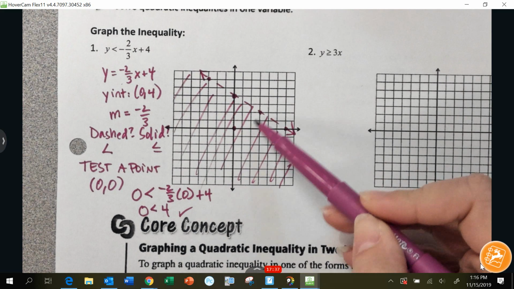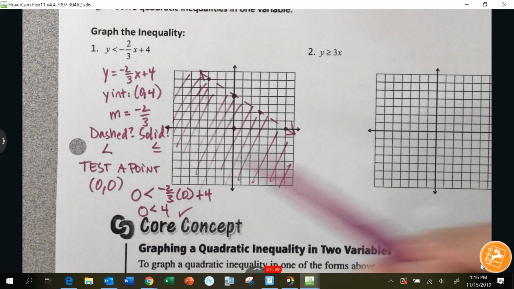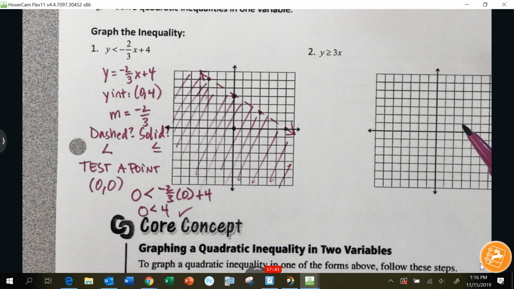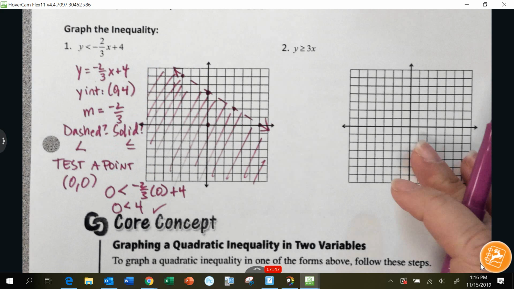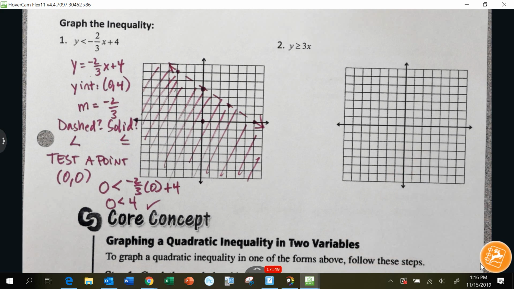Yeah. Algebra 1. Algebra 1. So let's try one more Algebra 1 example.